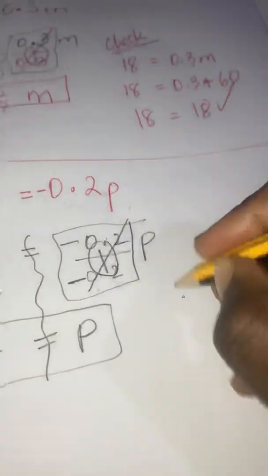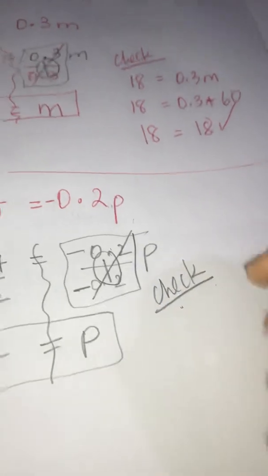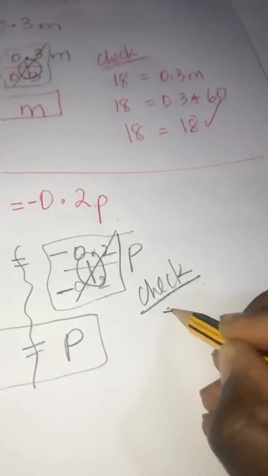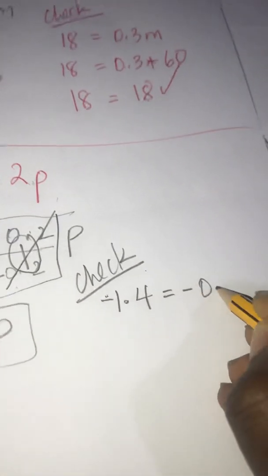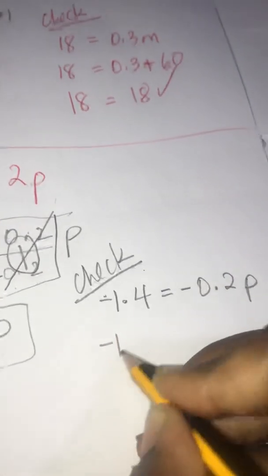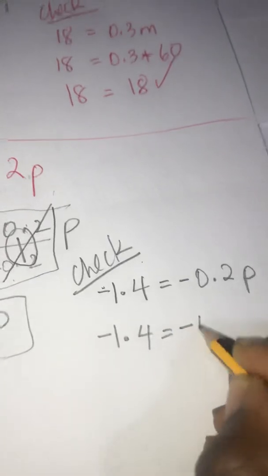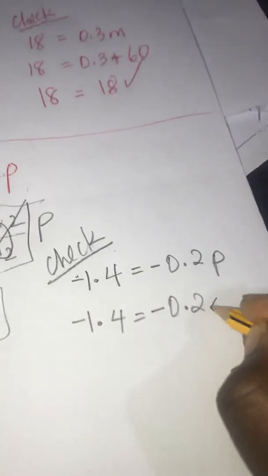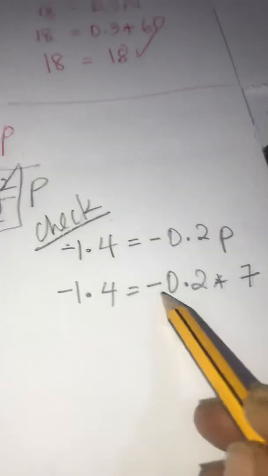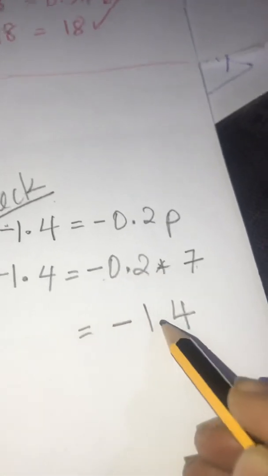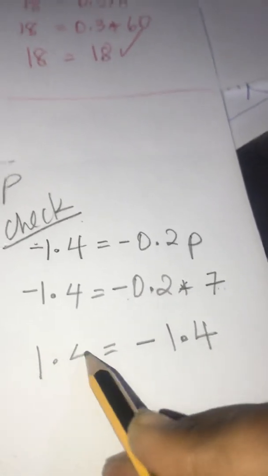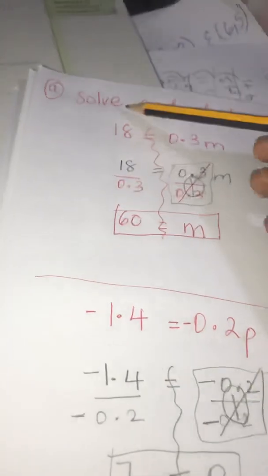And then you check. So follow the rule. Negative 1 4/10 equals negative 0 2/10 P. Negative 1 4/10 equals negative 0 2/10 times 7. A negative times a positive is a negative. If I multiply this, I should get 14, and then I have 1 decimal place, so that is correct. Okay? So we've done one for decimal.